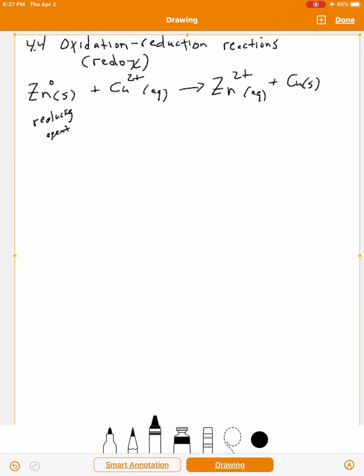The copper 2 became copper 0. That means it gained electrons. It became less positive, so it must have gained negative charge, which is the electrons. So that's the oxidizing agent.